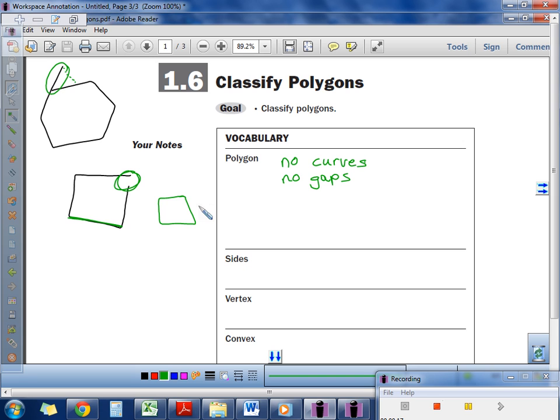Next thing is the sides. We're going to be counting numbers of sides in order to classify polygons. What did it define sides as? Line segments. So those are those straight line segments. And they are always straight. They are never curved. Vertex, a lot of people say it is the corner. A lot of people like to say it's just the corner of a shape. How many corners are there? That's the simple way to explain it.